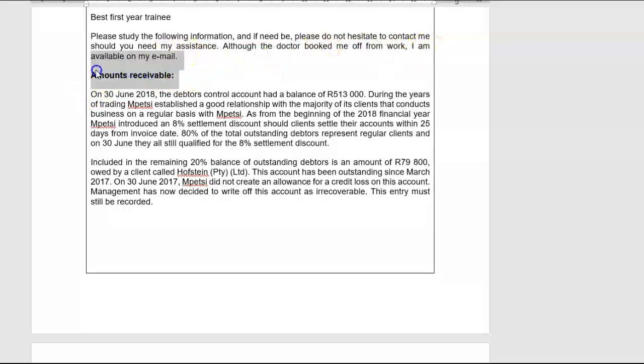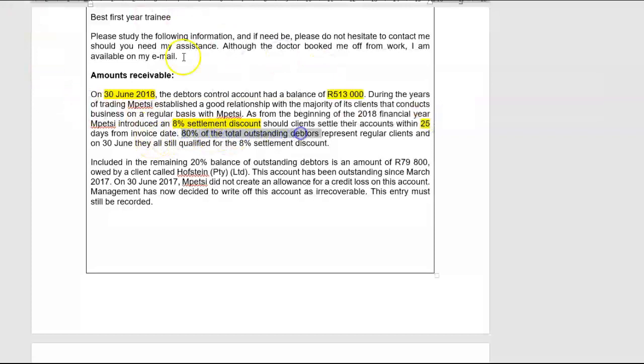Amounts receivable. Good. Trade and other receivables, in other words. On 30 June 2018, the debtors control account had a balance of 513,000. During the years of trading, Mpetsi established a good relationship with the majority of its clients that conduct business on a regular basis with Mpetsi. As from the beginning of the 2018 financial year, Mpetsi introduced an 8% settlement discount should clients settle their accounts within 25 days from the invoice date.